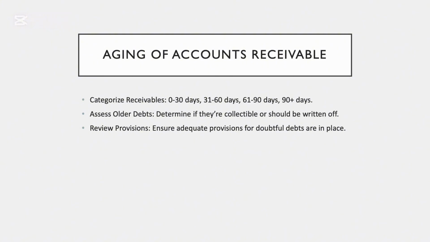Finally, we'll perform an age analysis of accounts receivable. This involves categorizing receivables by how long they've been outstanding. We'll focus on older debts as they are more likely to be uncollectible. For these, we'll assess whether they should be written off or moved to a provision for doubtful debts.